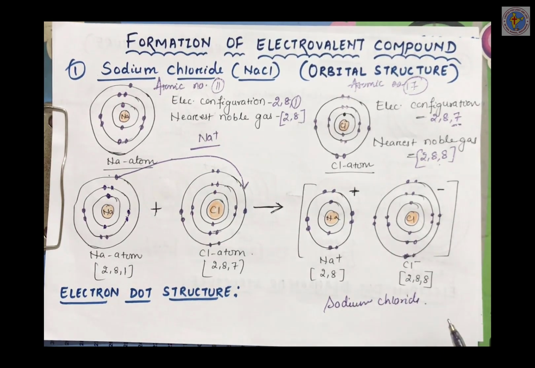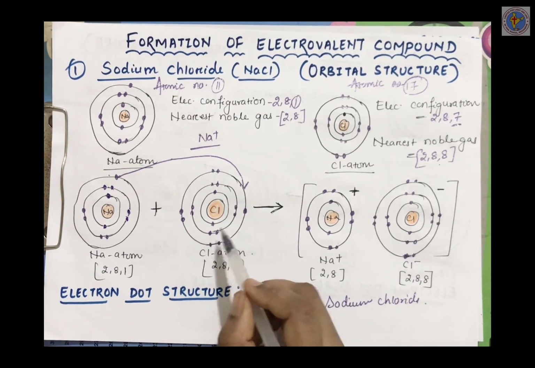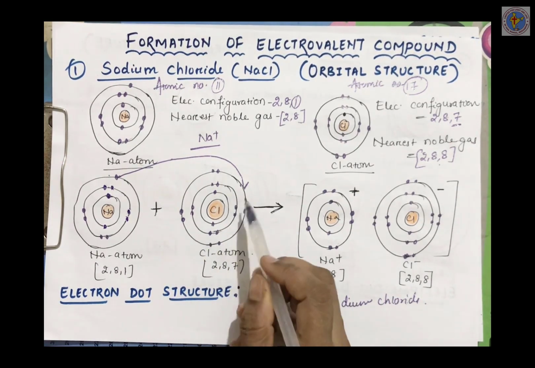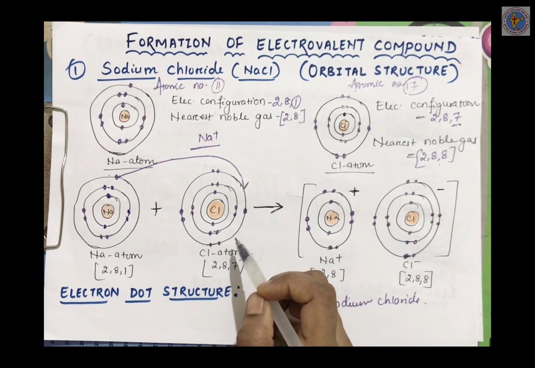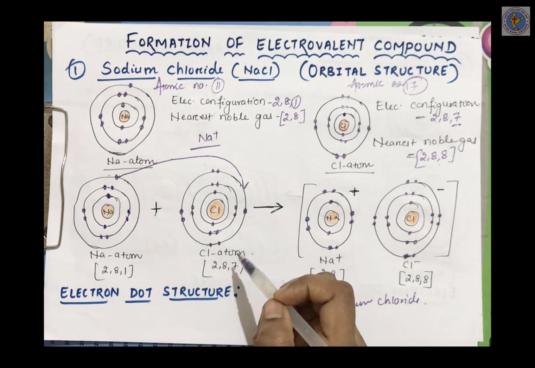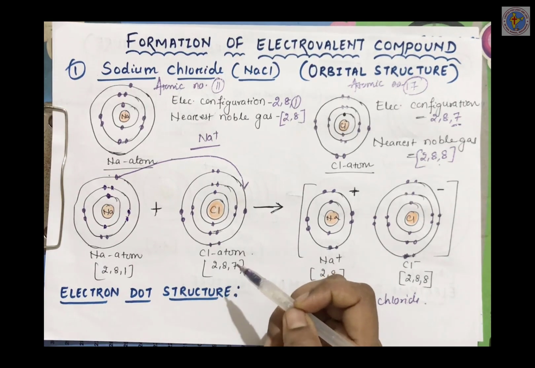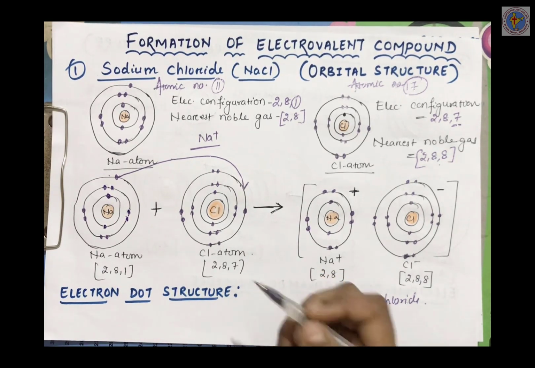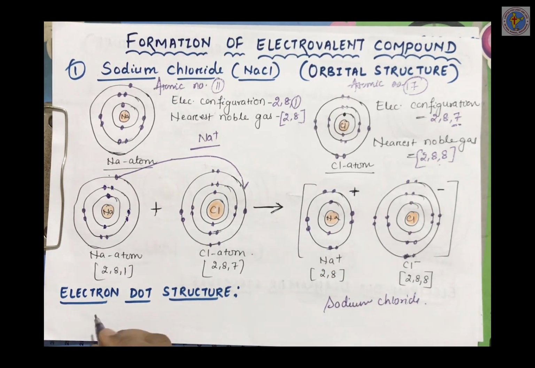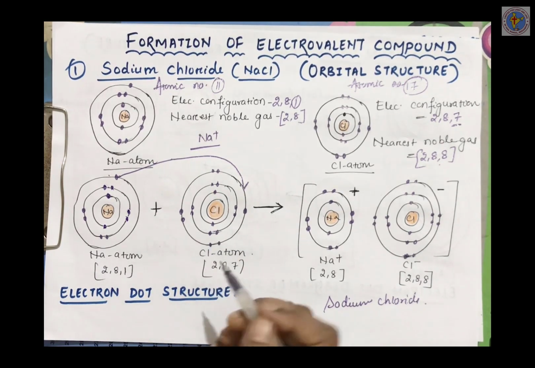Now let us learn the electron dot structure of sodium chloride. Children, I'll tell you one thing. In the orbital structure, you show all the shells along with the electrons present in the different shells. But in the electron dot structure, you need to show only the electrons which are present in the outermost shell. Now let us draw the electron dot structure. Here you represent the electrons in the form of dots. No need to draw the orbits or shells.